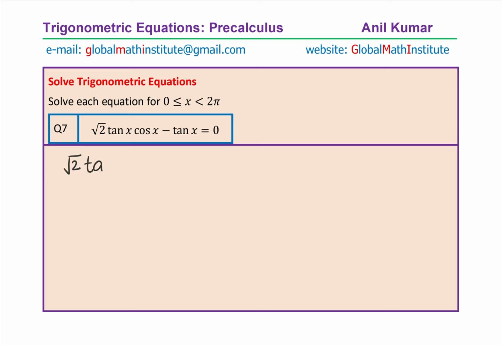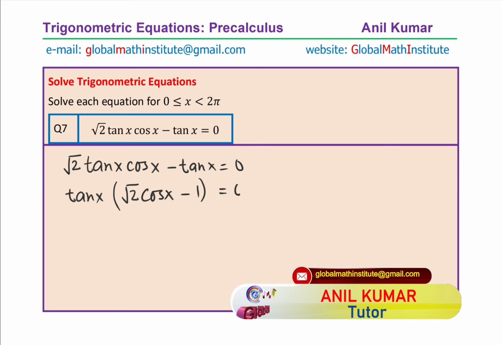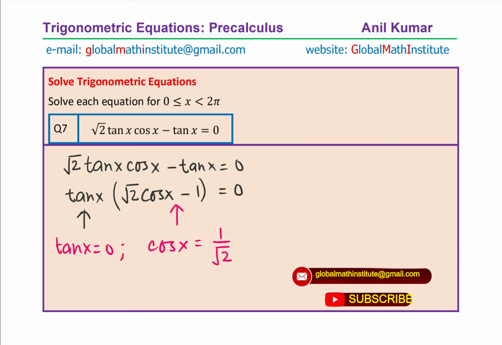So now we have square root 2 tan x cos x minus tan x equals 0. How are you going to solve it? Well, we should factor out tan x. What do you get? You get tan x within brackets square root of 2 cos x minus 1 equals 0. And now tan x should be equal to 0 and square root 2 cos x minus 1 should be 0. That gives us two sets of solutions. Can you write these solutions and then match with my solution?